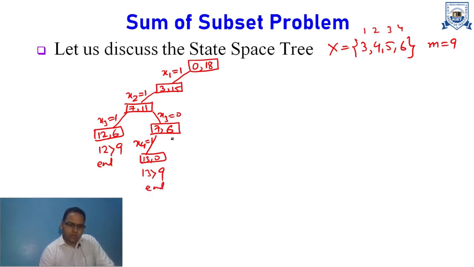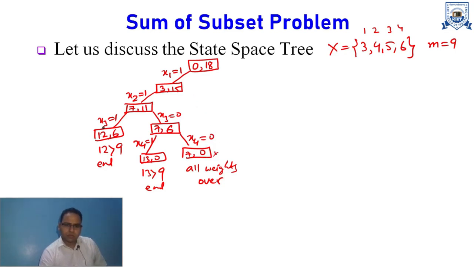So again traverse back. Let's see what happens if we don't include x4, that is 6. It will become 7 only, and the sum will be 6. Since 7 is less than 9, but we have taken all 4 elements, x1, x2, x3, x4, no element is left, all weights are over. We are not left with any element to add. So again we got the boundary condition here, so traverse back. Traverse back to where? To this one, because we have taken all the cases for this.